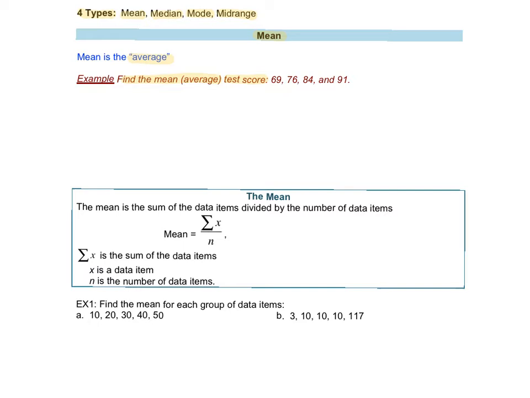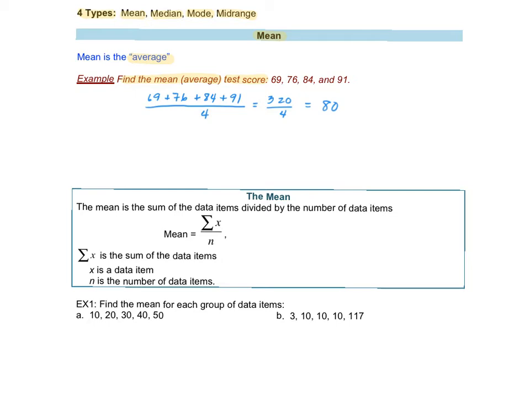So the mean is just 69 plus 76 plus 84 plus 91 divided by how many we have, 4. So that should give me 320 over 4, which is 80. So that would be the average test score.